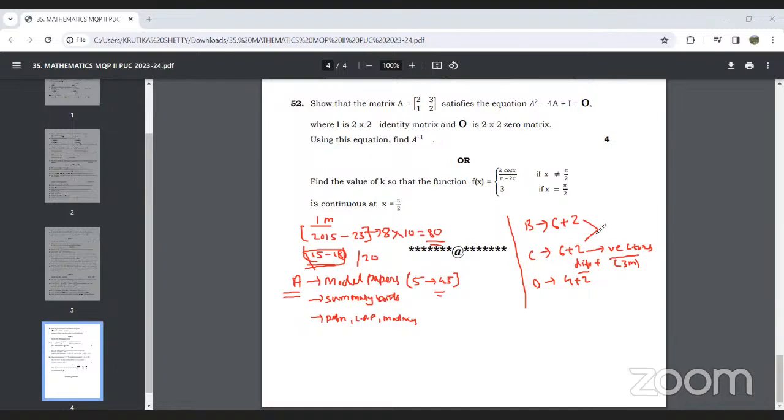And in case of part B, there is no specific topic, but probability 2 questions have been asked. So for part B, you need to be perfect with the questions on probability, because 2 questions have been asked in probability.